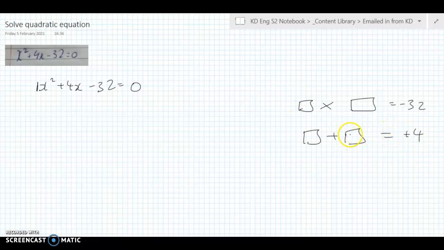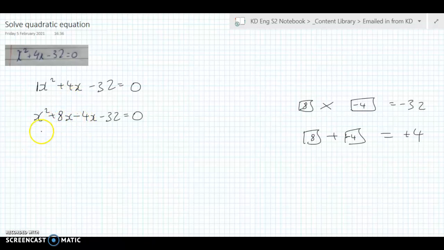Right? Now, 8 and 4 will do it, and one of them needs to be negative. So if we had a plus 8 and a minus 4, and we add them together, they come to plus 4. So there are our two numbers. So now we can rewrite this as x squared plus 8x minus 4x minus 32 equals 0. And you see, we haven't changed the meaning. We've just messed around here. This still means the same. They still are the same.